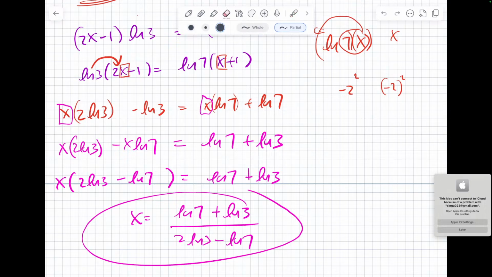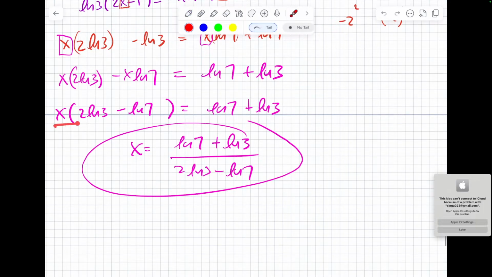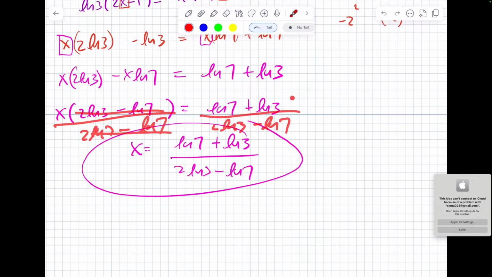Okay, I'm gonna give you a question for you guys to try. Can you put it in parentheses? You can if you want, but here I think it's good enough. No, this is a perfect answer. This is the exact answer. That's the whole answer. How did you go from that to that, like the last two steps? I divide both sides by 2 ln 3 minus ln 7. So I divided this side by 2 ln 3 minus ln 7, and this crosses out.